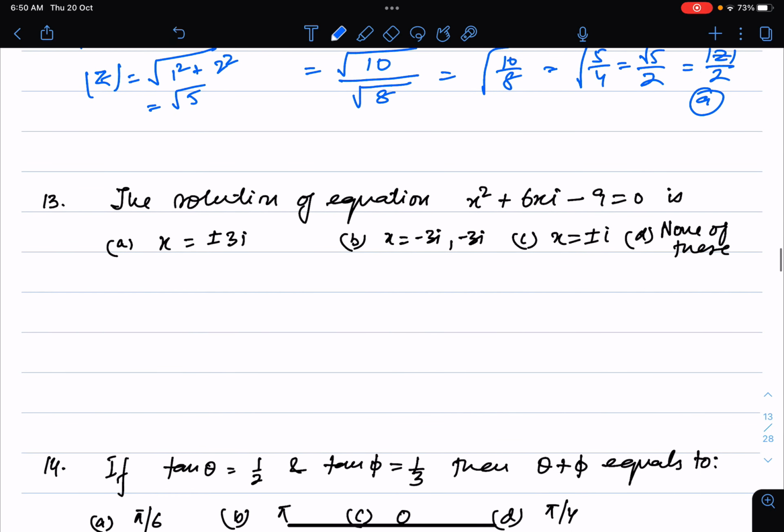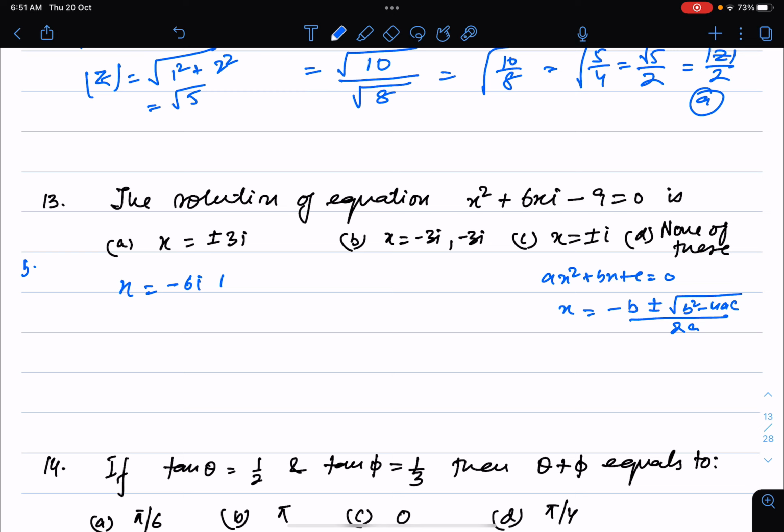Question number 13. Let's read the question number 13. The solution of the given quadratic equation. So we have to use this formula. We all know that if the quadratic equation is ax square plus bx plus c is equal to 0, the solution is x is equal to minus b plus minus root of b square minus 4ac upon 2a. Apply this and we can do minus 6 iota. The b is 6 iota, right? A in this case is 1, c is minus 9. So just plug in the values.